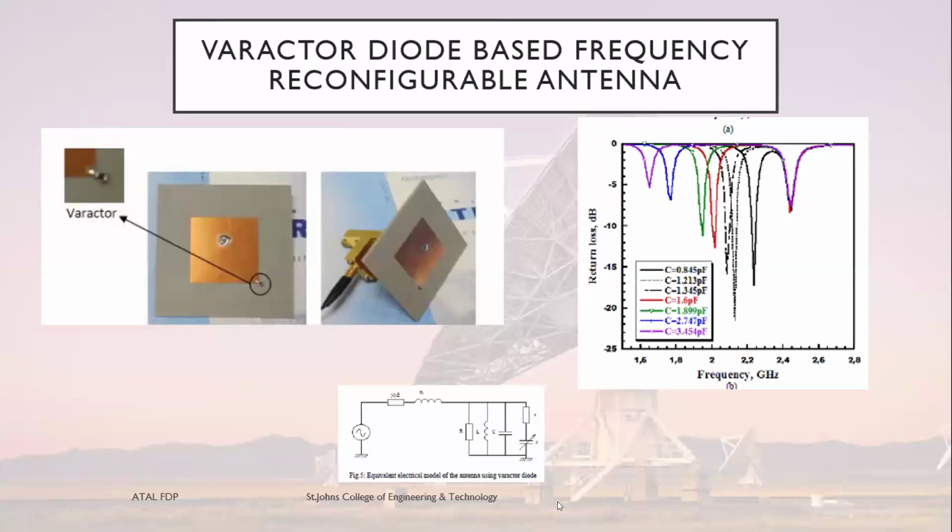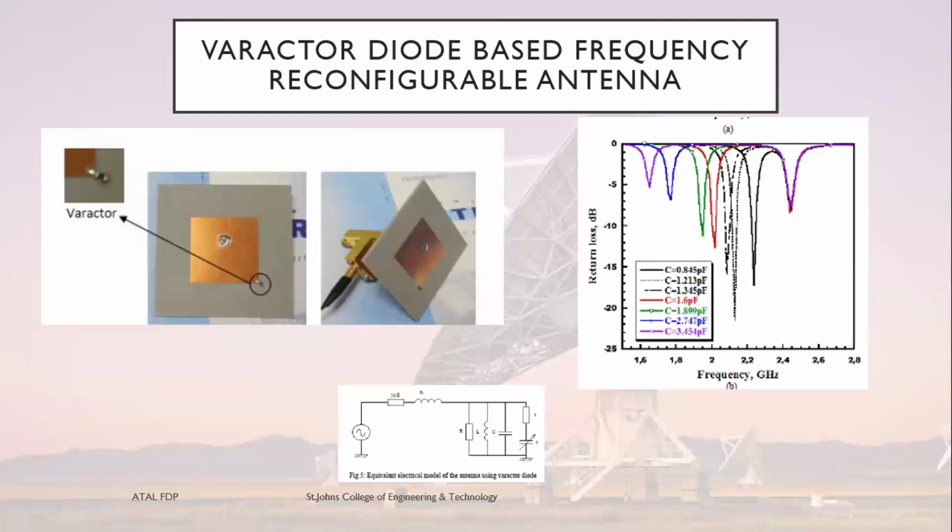But here, by changing the biasing voltage, maybe 0.1, 0.2, 0.3, 0.4, continuously if I change the biasing voltage, the capacitance also continuously changes. The frequency of operation also can be changed continuously. A continuous frequency change is possible with the varactor diode based frequency reconfigurable antenna.